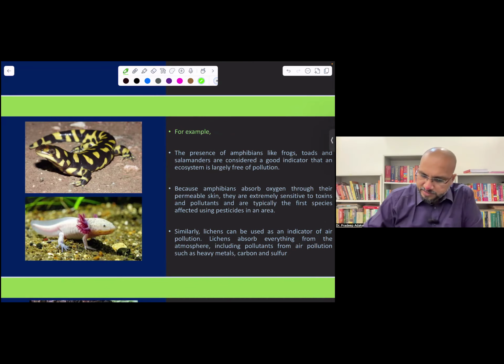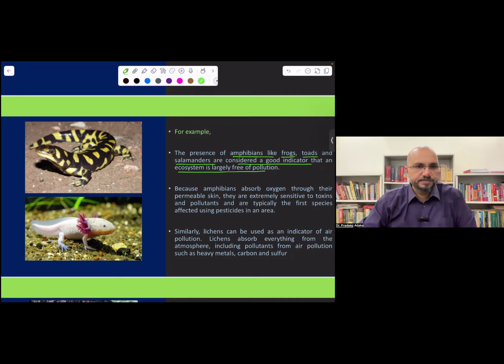So presence of amphibians like frogs, toads, and salamanders, they are considered a good indicator that an ecosystem is largely free from pollution. Now, the reason is because these amphibians, they also absorb oxygen from their skin. They have a very moist skin. Okay, they absorb oxygen through their permeable skin. It will allow the movement of oxygen.